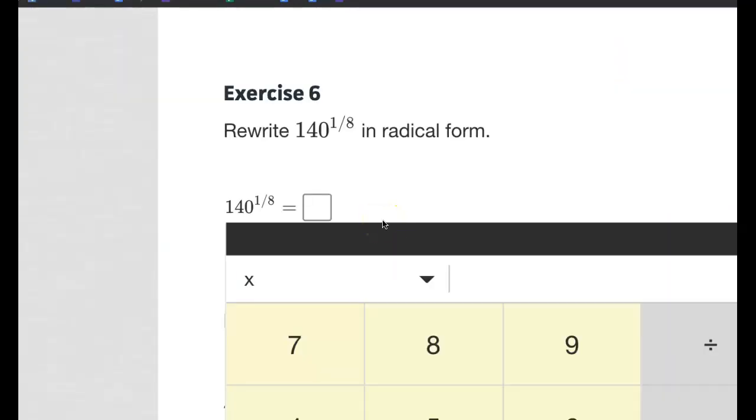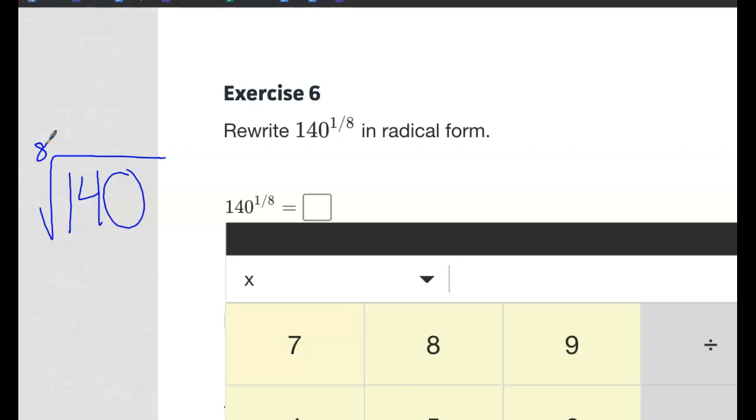So on your homework, you have to write this in radical form. If I was writing this in radical form, how would I write it? The 8th root of 140. So 140 goes on the inside, and then the radical with 8 on the left. You don't need parentheses, because it's not raised to a different power of the numerator.